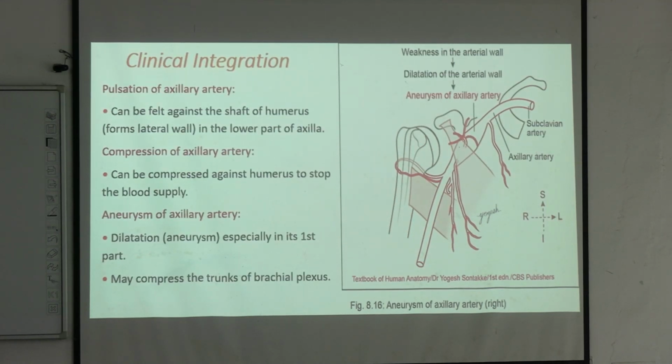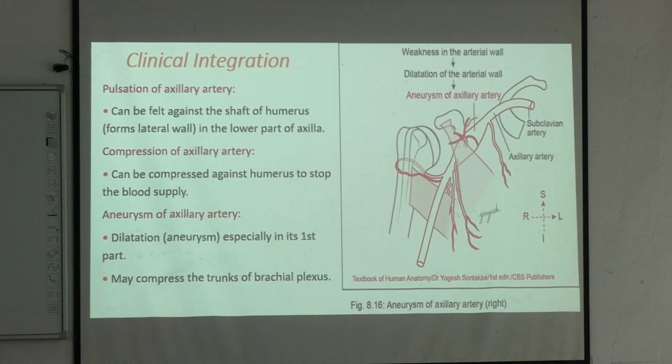Next, we are going to clinical aspects of the axillary artery. Why it is important? Pulsation of the axillary artery can be felt against the shaft of the humerus. Okay, forms the lateral wall in the lower part of the axilla. Here you can feel the axillary pulse. Okay, at the junction between the anterior 1/3, posterior 2/3 of the line joining the two axillary folds.